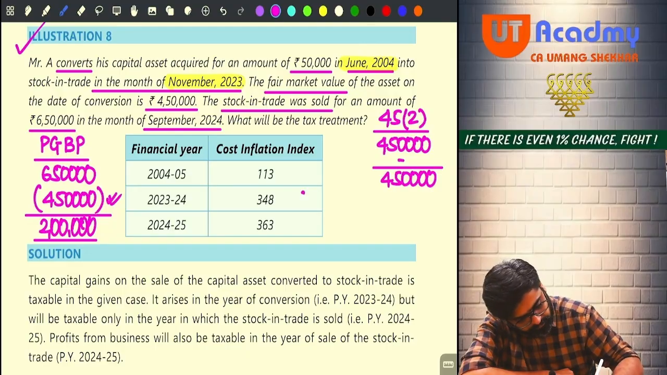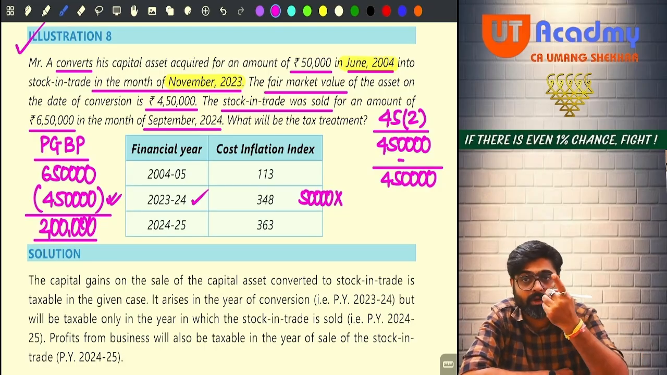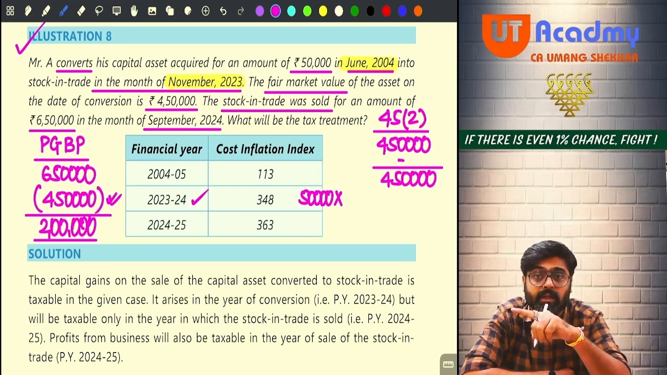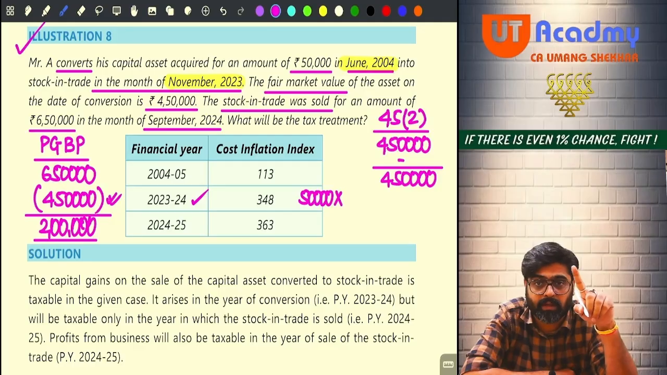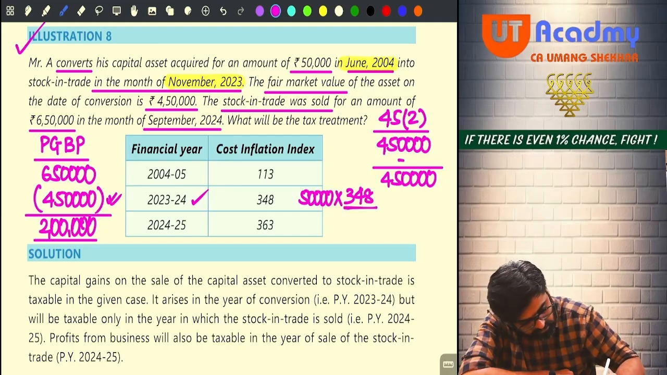Yes sir. Multiplied by CII of transfer year. What is the year of transfer? 23-24. Conversion year is 23-24. Yes or no? Don't take 363 by mistake. The year in which the asset was converted, that year is November 23, means 23-24. So multiplied by 348. Divided by year of acquisition, that is 4,500. You will get 113. Okay.